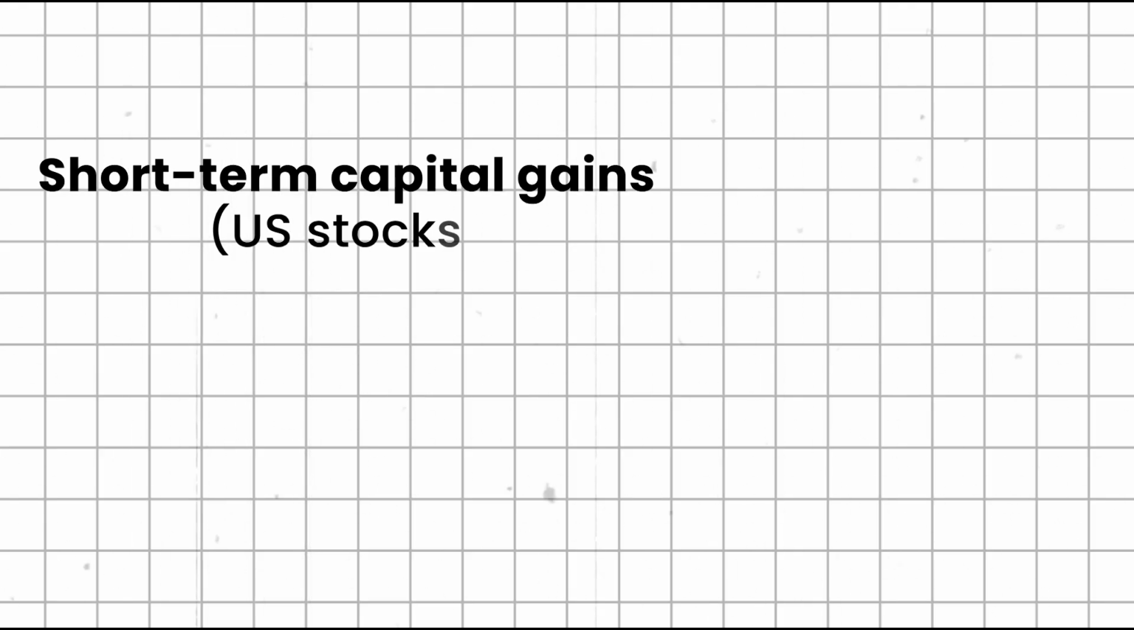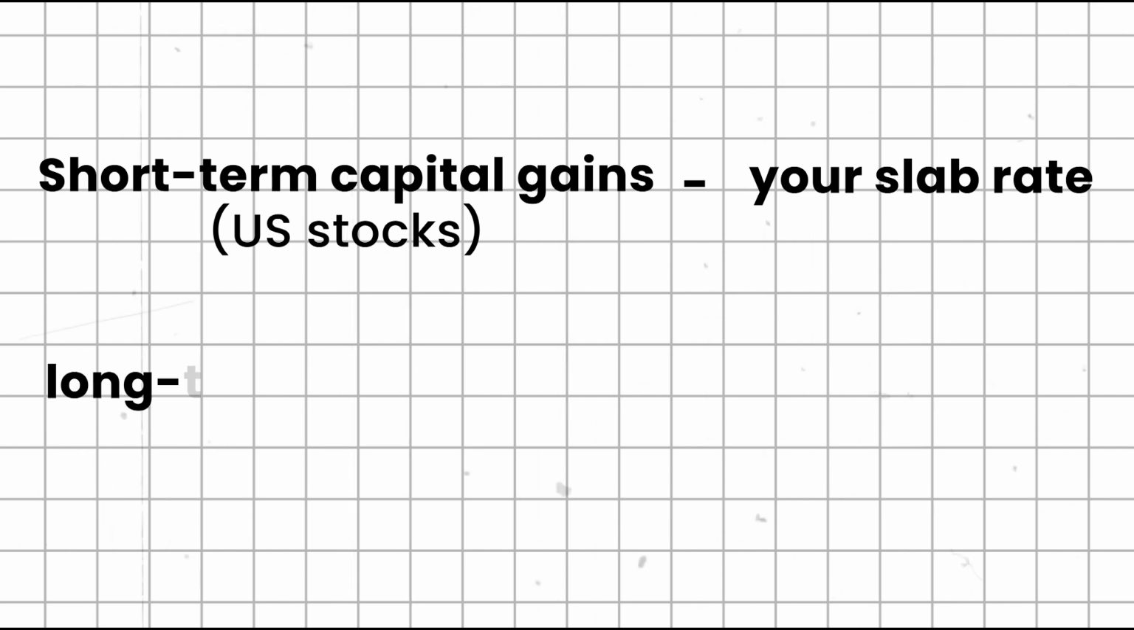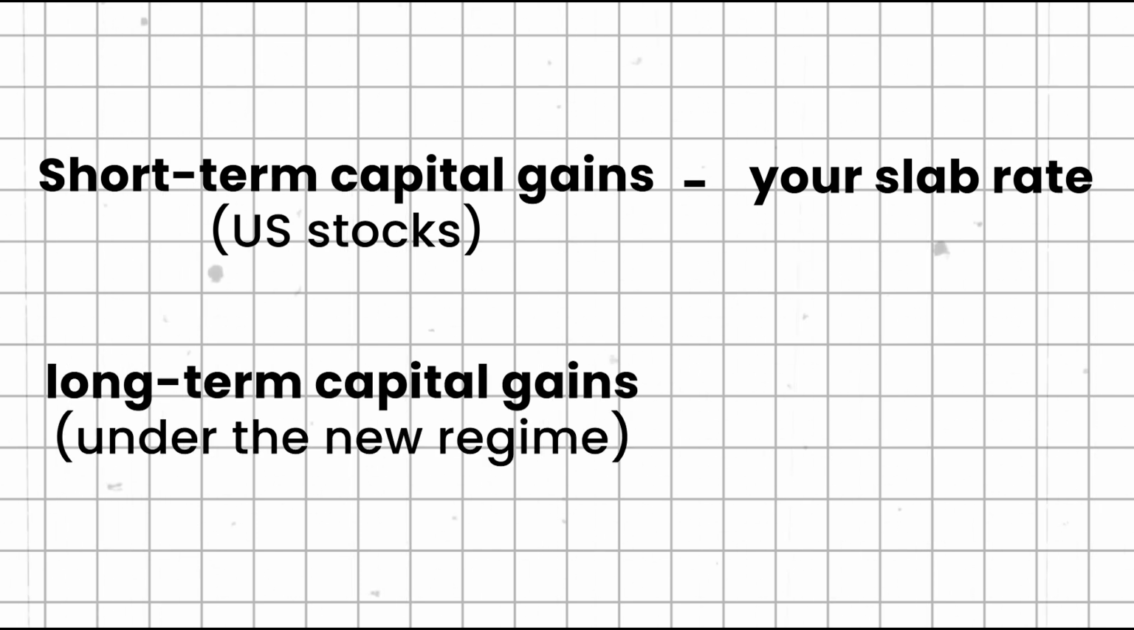Unless you fall below 20% tax slab or your income from short-term trades is high enough to make up for the extra tax you'll pay, it usually makes more sense to stay invested for the long term. That is, if your primary goal is to reduce your overall tax burden. That's because short-term capital gains from US stocks are taxed at your slab rate. But under the new regime, your long-term capital gains are taxed at just 12.5%.